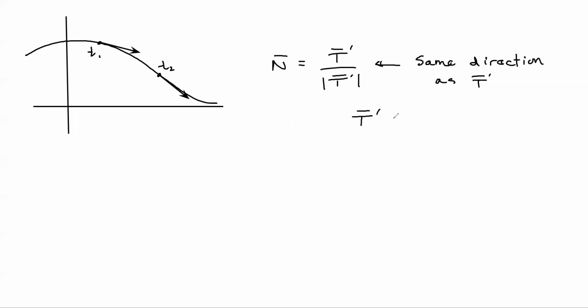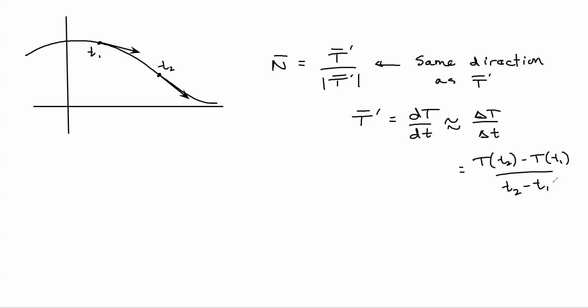And so what is T prime? T prime is dT/dt like this, and then as we did earlier, we could say this is approximately the change in capital T over the change in lowercase t, which if you write it is T of t2 minus T of t1, divided by t2 minus t1. If we have the vectors oriented like this, the denominator t2 minus t1 is going to be positive because of the way that I've drawn it. So we've got a positive quantity in the denominator. And so now the question is, what direction does this point in?